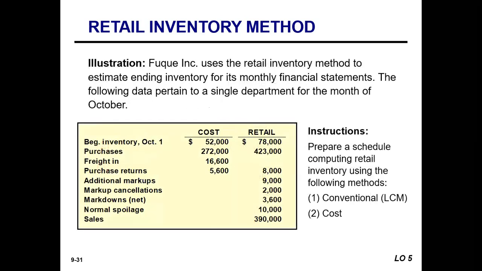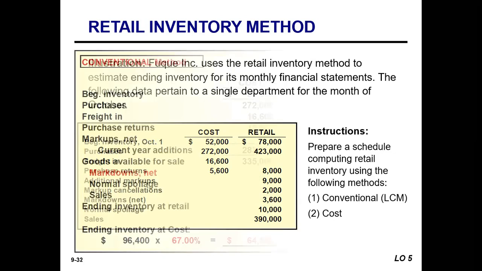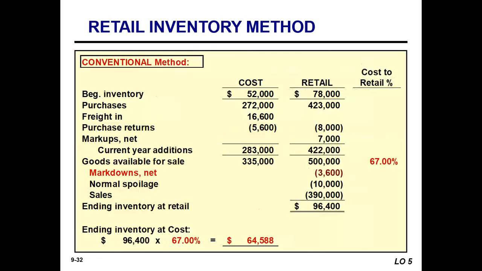And so in this example, and I don't know how you pronounce this, Fuku Inc. uses the retail inventory method to estimate ending inventory for its monthly financial statements. The following data pertain to a single department for the month of October. So our instructions based on this data: prepare a schedule computing the retail inventory using the conventional method, which is the lower of cost or market method, or the cost method. So again, we'll get practice looking at both of these.